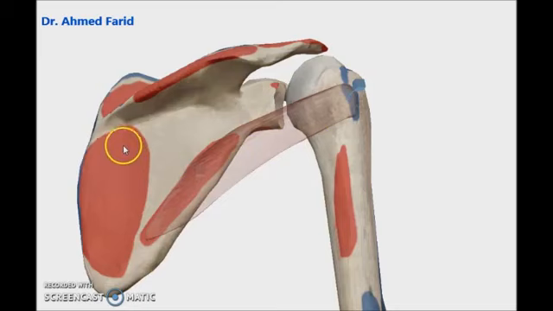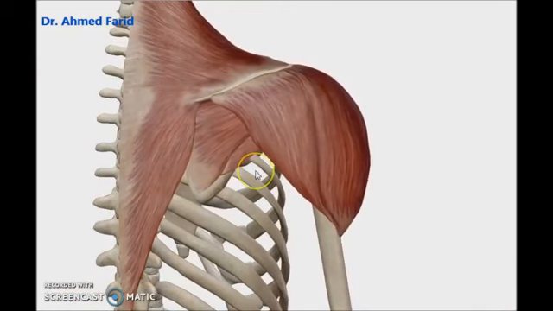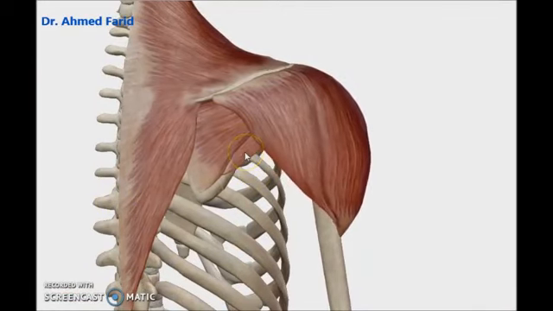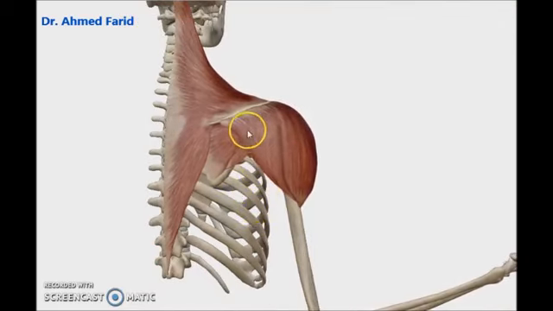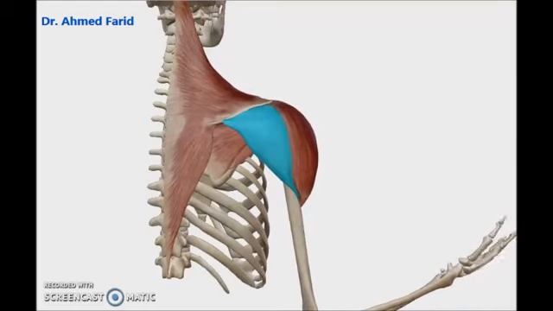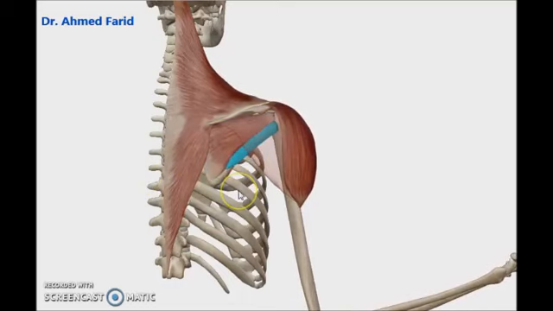So, both infraspinatus and teres minor cross horizontally posterior to the shoulder joint to be inserted into the greater tuberosity of the humerus at the posterior aspect of the upper part of the humerus. So, the action of both muscles will be lateral rotation of the shoulder, and they are called the lateral rotators of the shoulder joint. As you see, this is the humerus laterally rotated by the action of the posterior fibers of deltoid and the action of infraspinatus and teres minor.